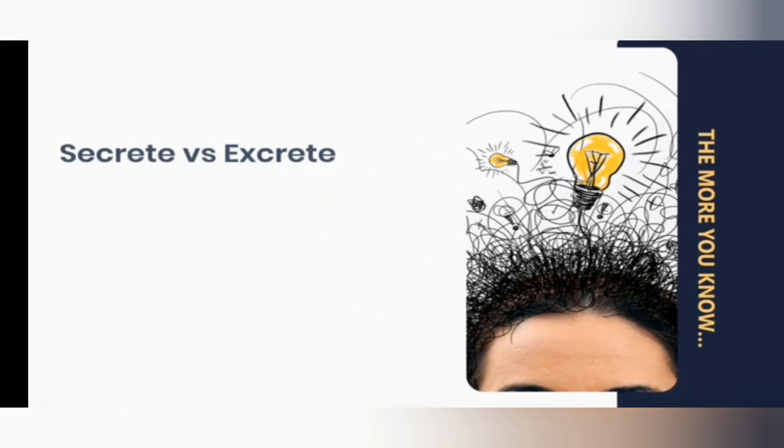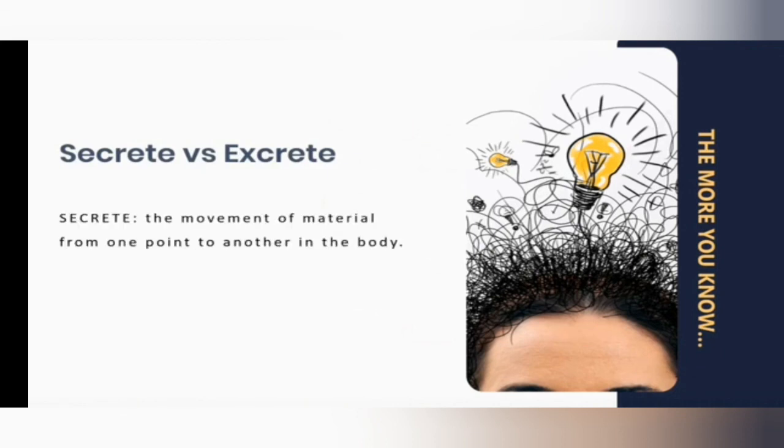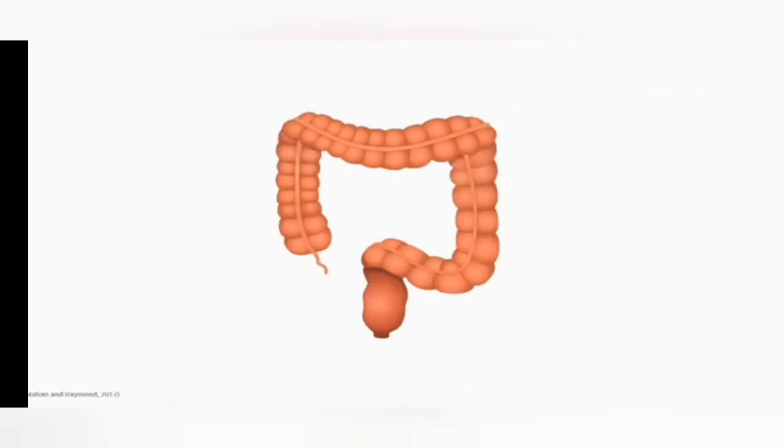They exit with the rectum. So let's discuss the difference between secrete and excrete. Secrete means the movement of material from one point to another in the body, like hormones secreted by the endocrine glands. And excrete means the removal of material from living things, like in micturition we release urine, so it is excretion. In the case of fecal material we are also excreting.